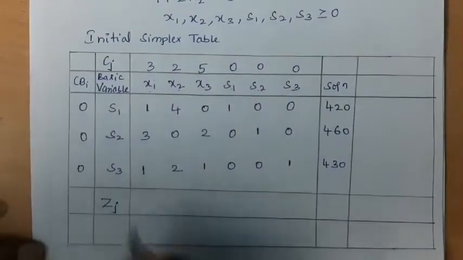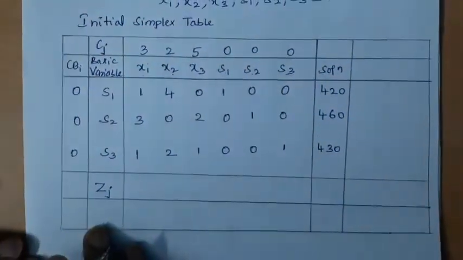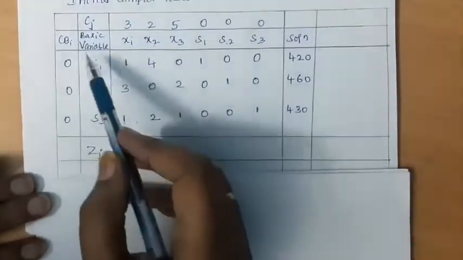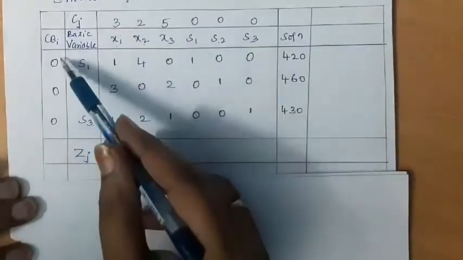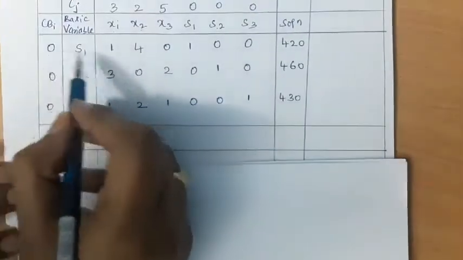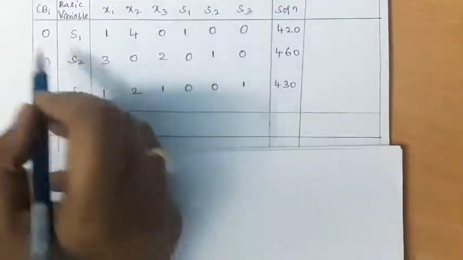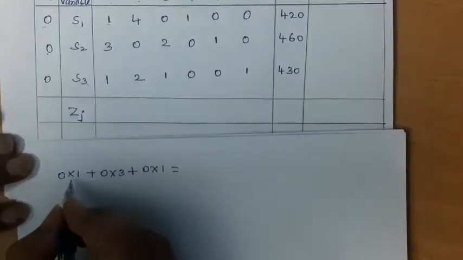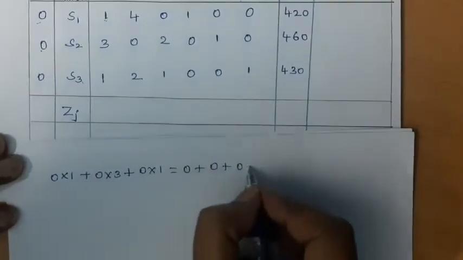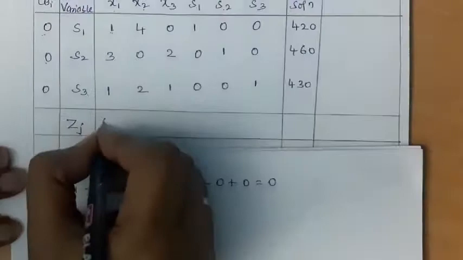the Zj value. So how to find the Zj value? The coefficient basic value of S1, S2, S3, that is 0, 0, 0. Okay, this has to be multiplied with each column now. I'll just show you. See, 0 into 1. I'm going to multiply first with the first column. 0 into 1 plus 0 into 3 plus 0 into 1. So that is equal to 0 into 1 is 0 plus 0 into 3 is 0 plus 0 into 1 is 0. So that is equal to 0. So write down here 0.